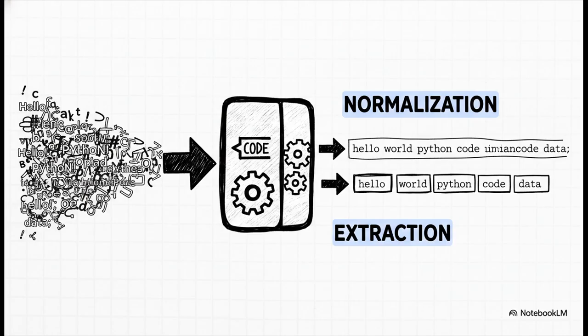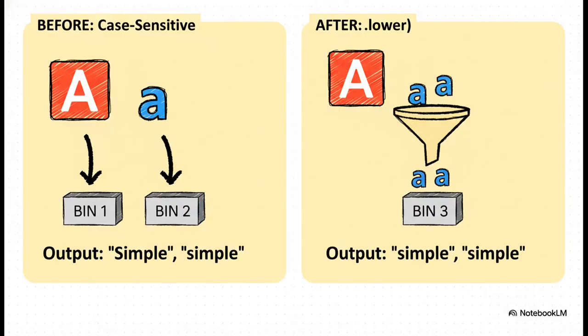Okay, now check out this line. I mean, seriously, look at it. This single line of code is just unbelievably efficient. It's doing two totally critical things at the exact same time. It's normalizing the text, and it's extracting the words. First off, it normalizes the text using .lower().